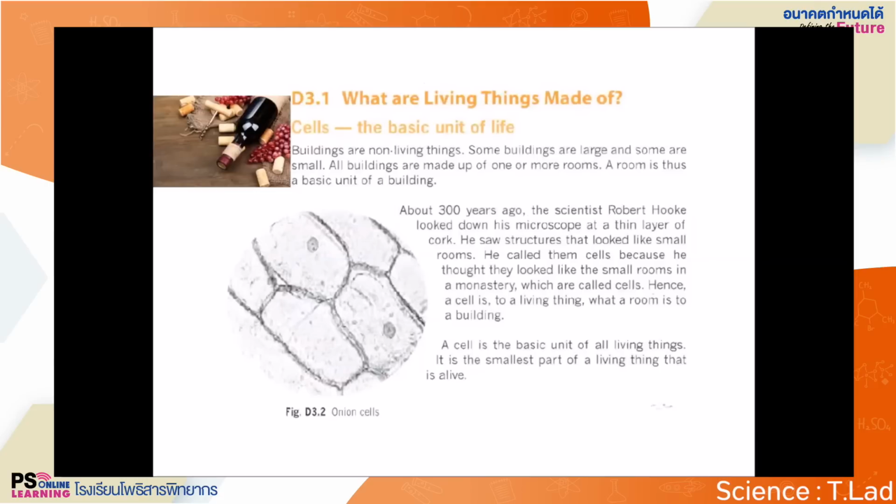A cell is the smallest part of a living thing that is alive, and it was the scientist Robert Hooke who coined the term cells. He looked down his microscope at a thin layer of cork. So a cork is used to cover a wine bottle. Then Robert Hooke saw structures that looked like small rooms. He called them cells.